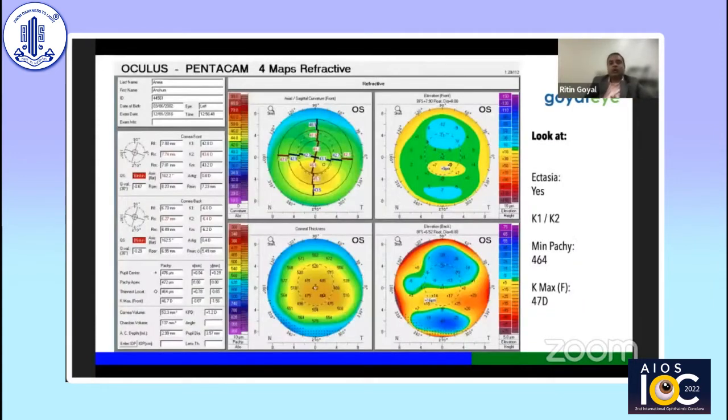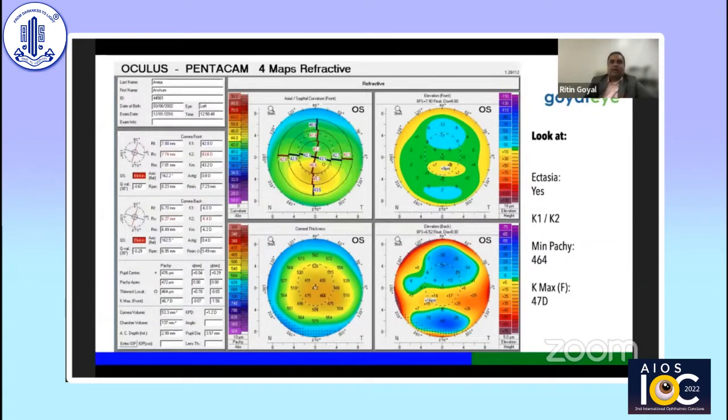So the go-to is corneal tomography. The machine that I use is a Pentacam at all my centers. And what is it that we look at on a Pentacam? The most commonly seen scan is the refractive format scan. We can see in this case there's inferior steepening as well as focal thinning. The anterior and posterior elevations are increased.